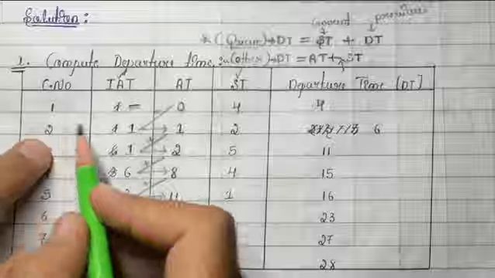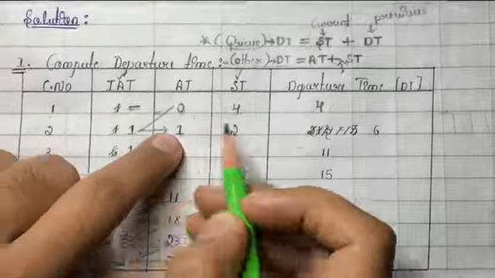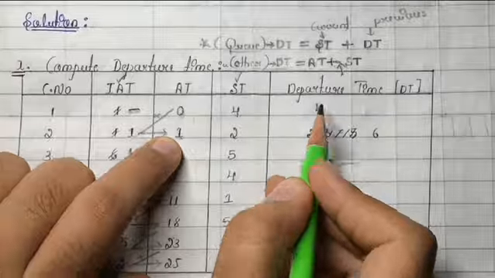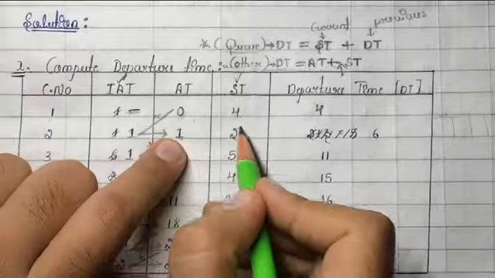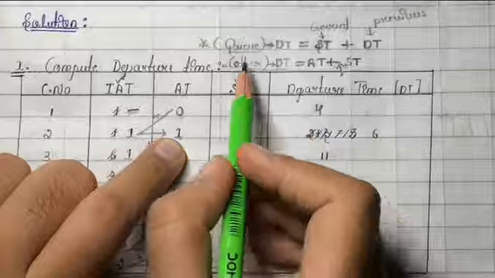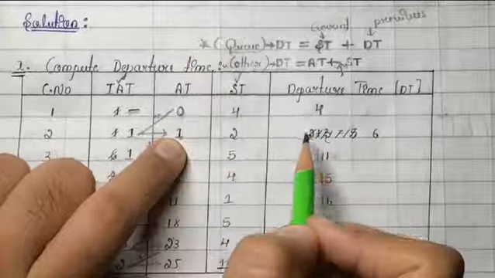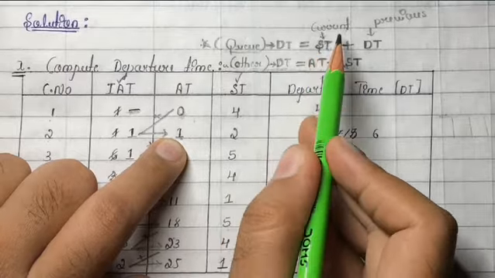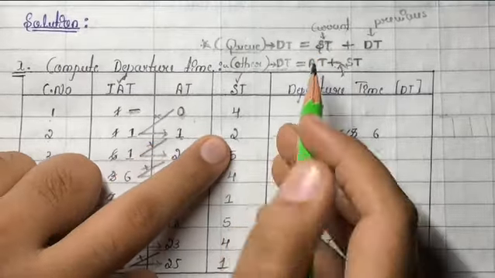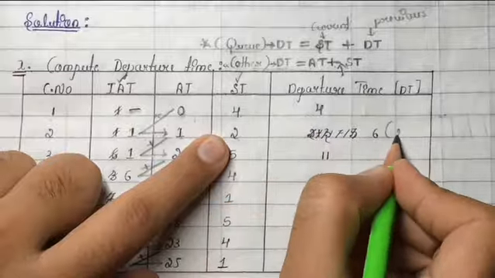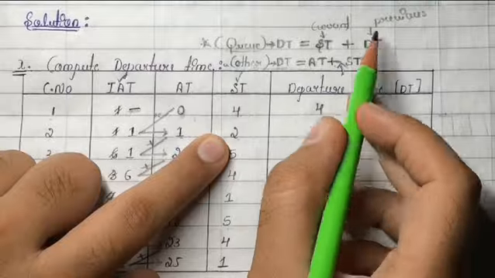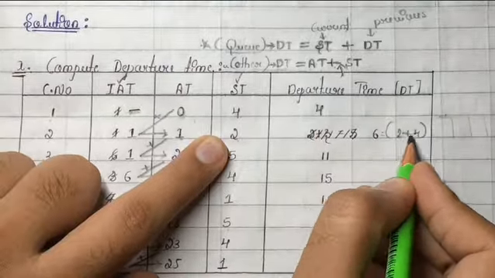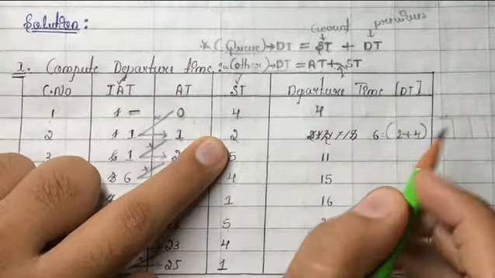The second customer arrives at 1, but the departure time of the first customer is 4, so the second customer enters the queue. So we use the first formula to calculate the departure time: service time for the current customer is 2, plus departure time of the previous customer, that is 4. 2 plus 4 is equal to 6.